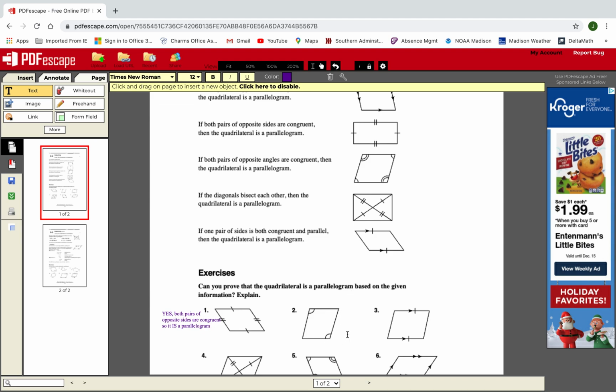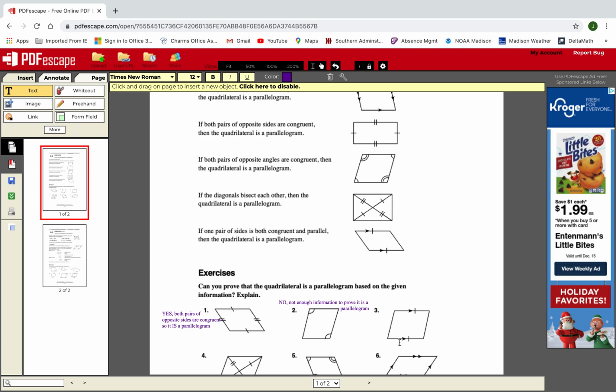Okay. On to 2, this shows one pair of opposite angles congruent, and that's not enough. That's not enough here. Okay. So we're going to say, no, not enough information to prove it is a parallelogram. I'm going to put parallelogram way over here.